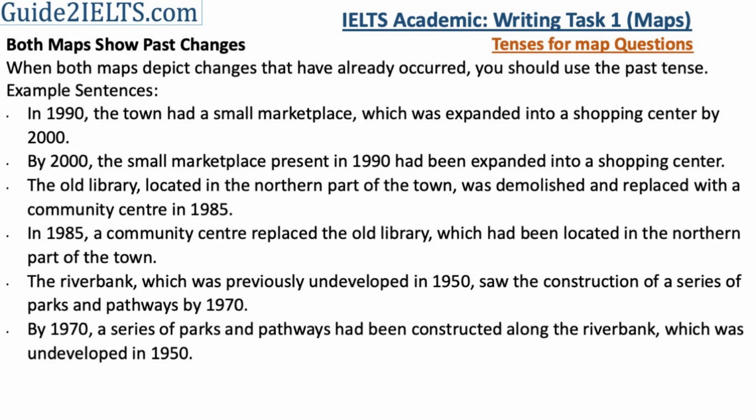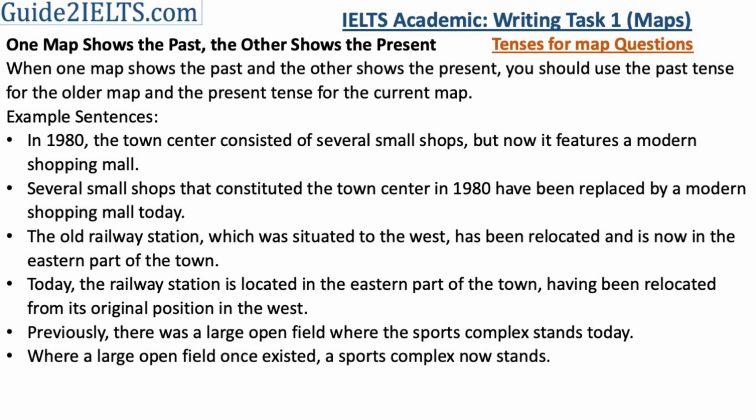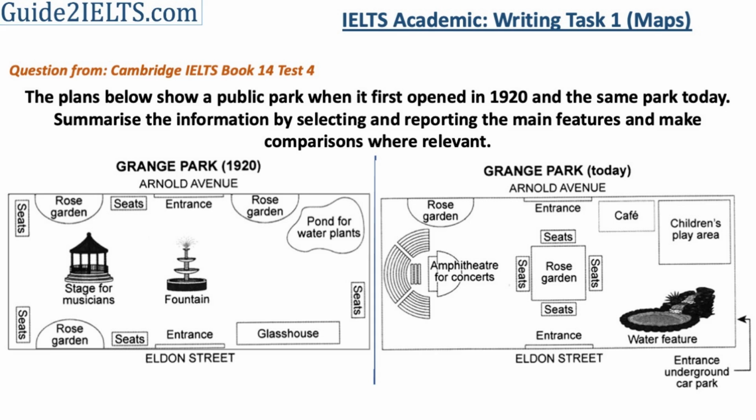When both maps depict changes that have already occurred, you should use the past tense. For example, in 2007, there were bus stops along either side of Hospital Road, which were demolished by 2010. When one map shows the past and the other shows the present, you should use past tense for the older map and the present tense for the current map. In 1920, a fountain was installed at the center of the park, but now it has been replaced by a rose garden.